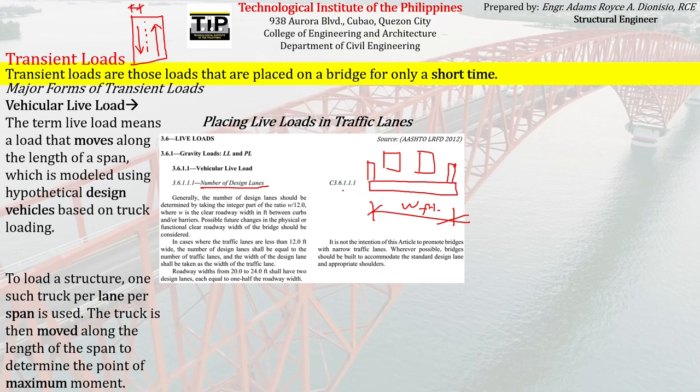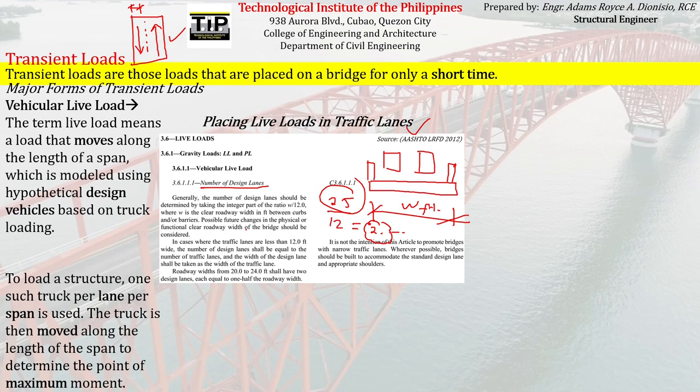Kunyari, 25 yung width ng bridge natin. Divide mo yan sa 12, it will be equal to 2 point something, di ba? So yung integer part daw na yan, yung whole number. That must be the minimum number of design lanes that will be required for this particular bridge with this particular width, which is 25 feet. Sabihin lang yan, dapat at least meron siyang dalawang design lane. Okay? That is what we meant here sa particular provision na to.